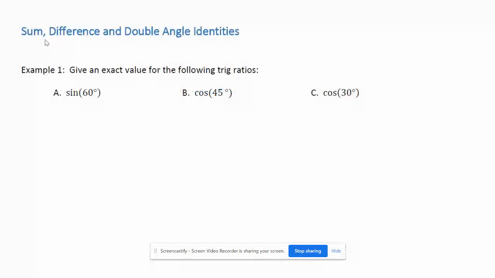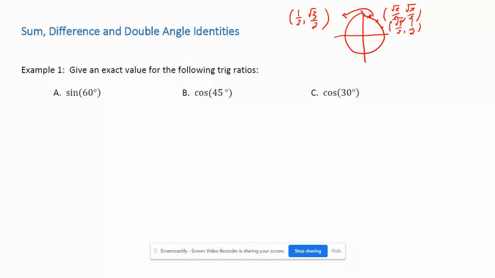All right, so just a bit of review over here. Give an exact value for the following trig ratios. Quick unit circle here. We have 3 points here for 30, 60, and 45. And we have root 3 over 2, 1/2. We have root 2 over 2, root 2 over 2. And this last point is 1/2 comma root 3 over 2.